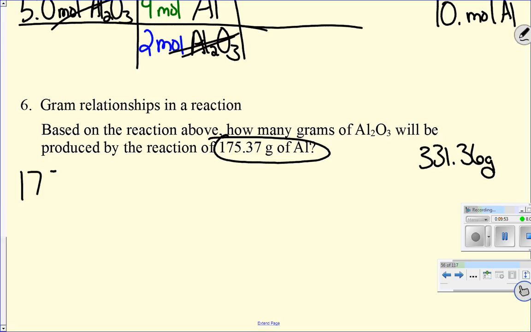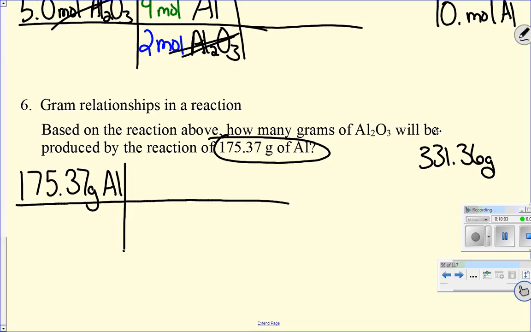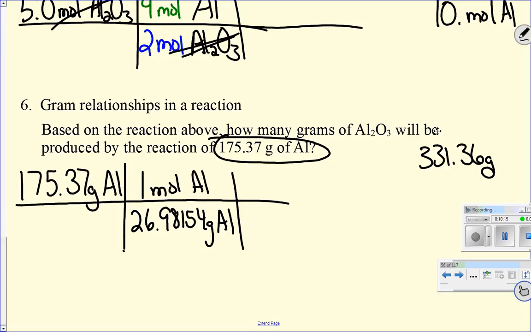So we're going to start with our 175.37 grams of aluminum. In order to relate this to a reaction, we have to go into moles. So you're going to take your gram formula mass for aluminum, put the mass on the bottom, or the grams on the bottom. And it is great to identify moles of what substance you're talking about so you don't get confused. Same with grams. Those grams have gone away. Now we have our moles of aluminum, and we need to relate that to eventually grams of aluminum oxide, but we have to go through moles first.